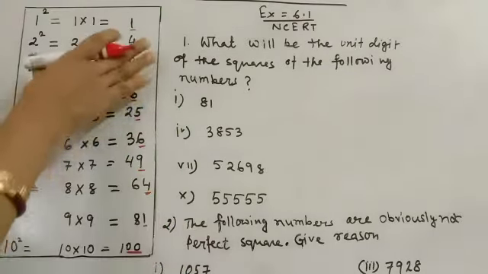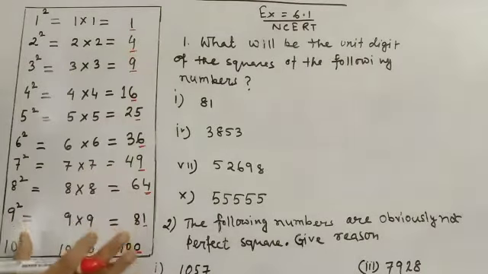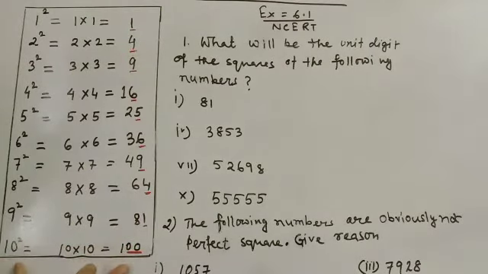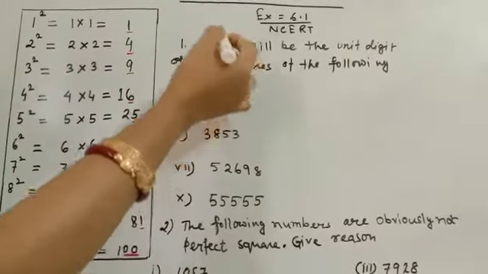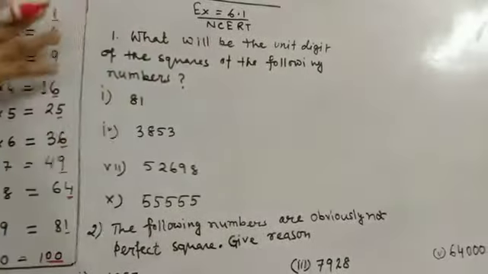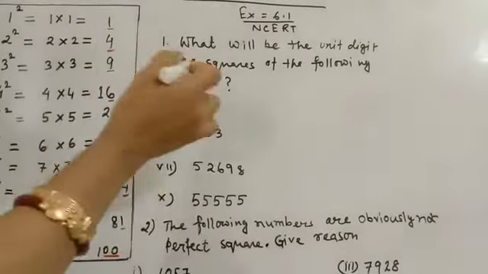Now I have written up to 10, but I need up to 25 square. That means after 10 square you will do 11 square, 12 square, 13 square, 14 square. In this way up to 25 square I need in this class. Now question number 1. This is the introduction part, we have completed. Now we will start the sum.